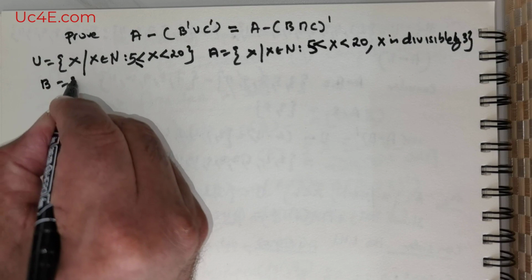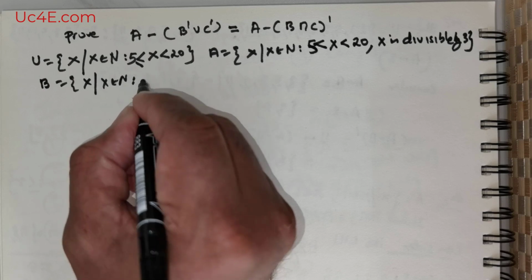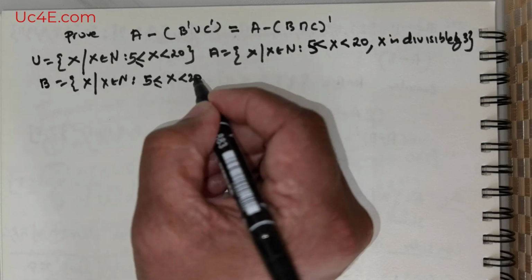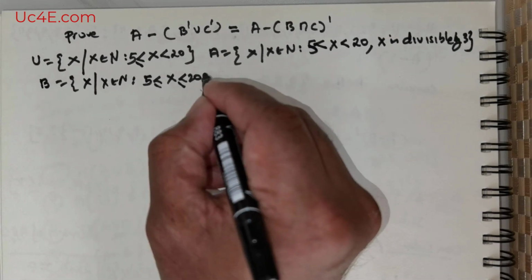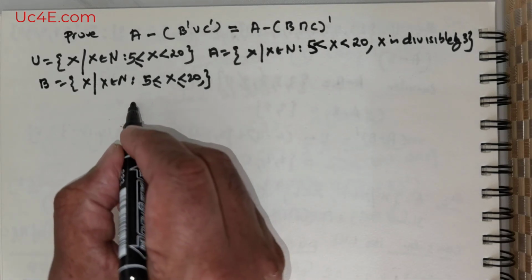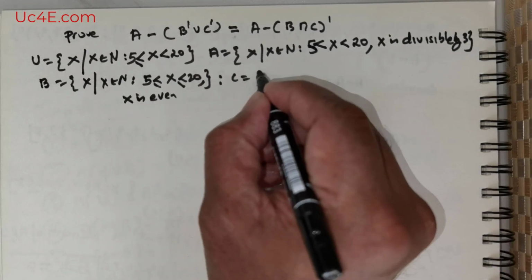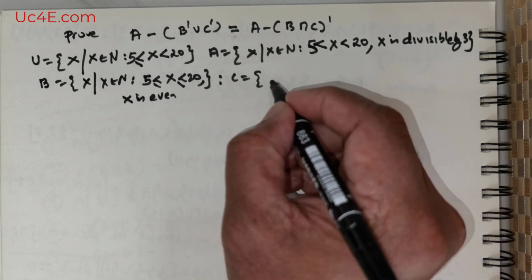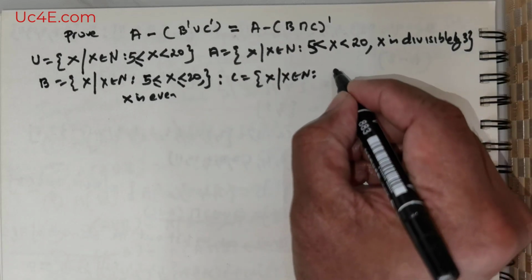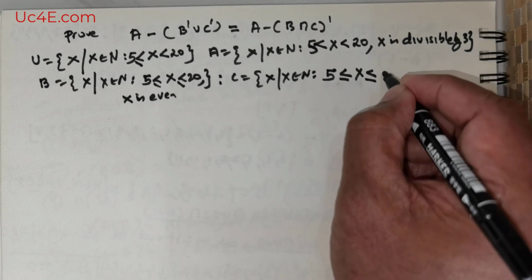And for B, collection of all X such that X is an element of natural numbers and that X is present between 5 and 20, and one more condition, that X is an even number. And let's go for C. C is equal to all X such that X is an element of natural numbers and that X is lying between 5 and 13. X is greater than or equal to 5 but less than or equal to 13.